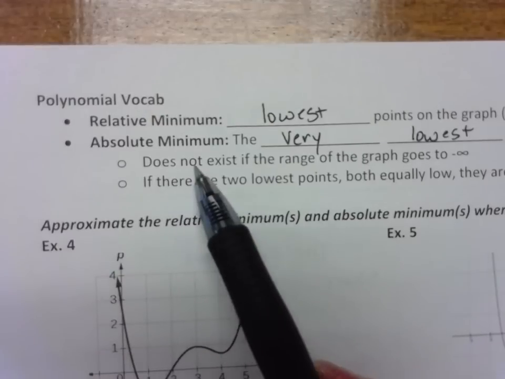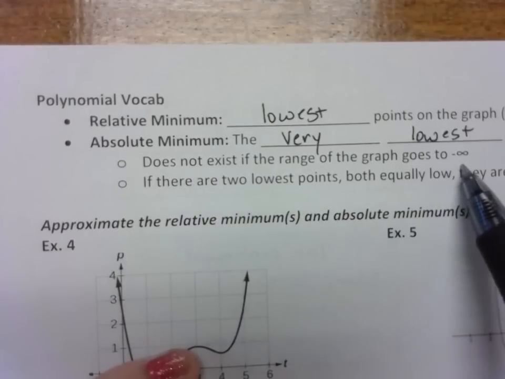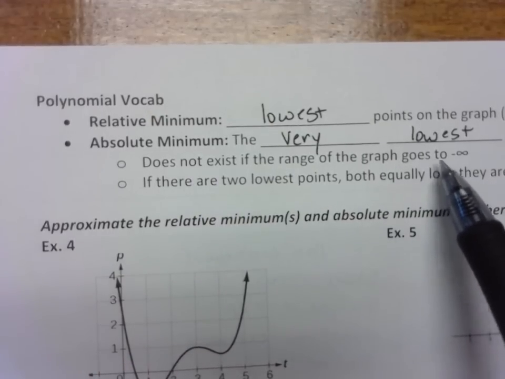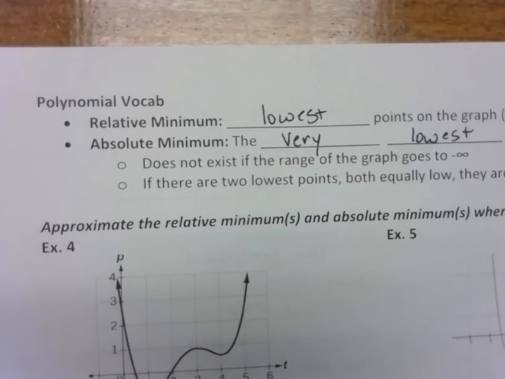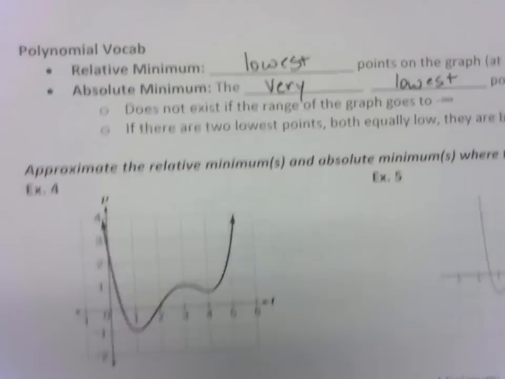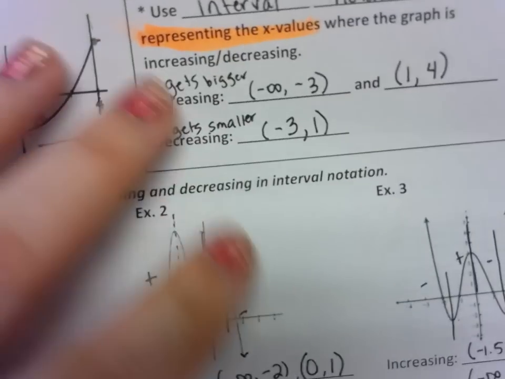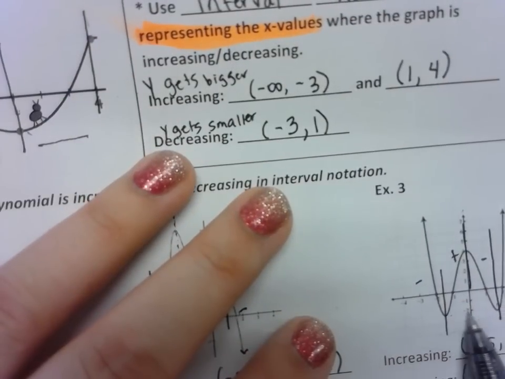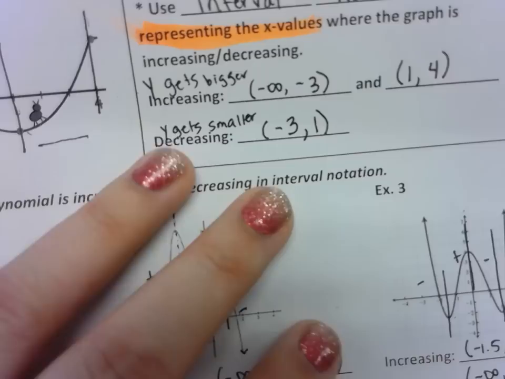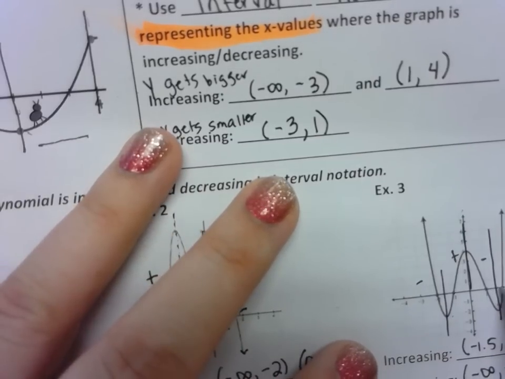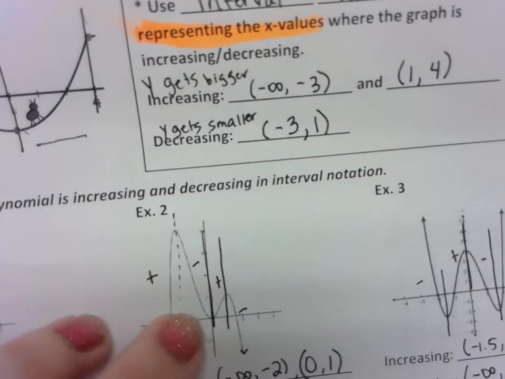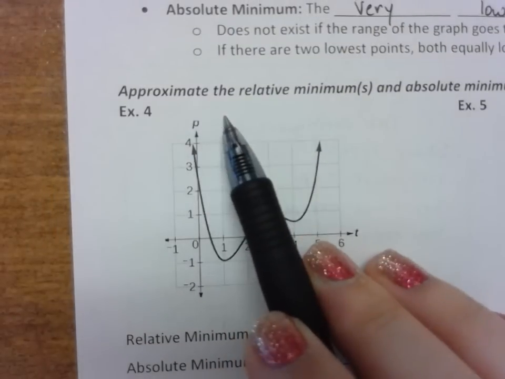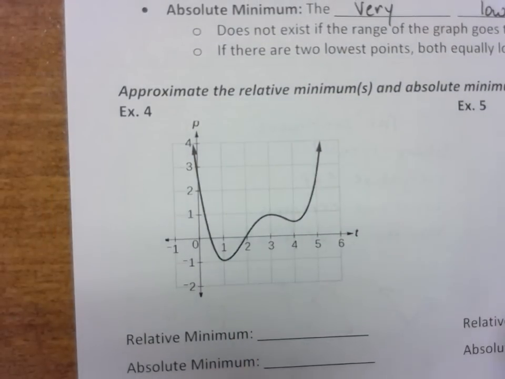If your graph keeps going on and on and on to negative infinity, you don't have an absolute minimum. If there are two lowest points, both equally low, they're both the absolute minimum. Example 3 has a really good point there. These are the same amount of being low. So we would say that the minimum is 1.5, -2, and -1.5, -2. So let's see how that works over here. Approximate the relative minimums and absolute minimums where they exist.